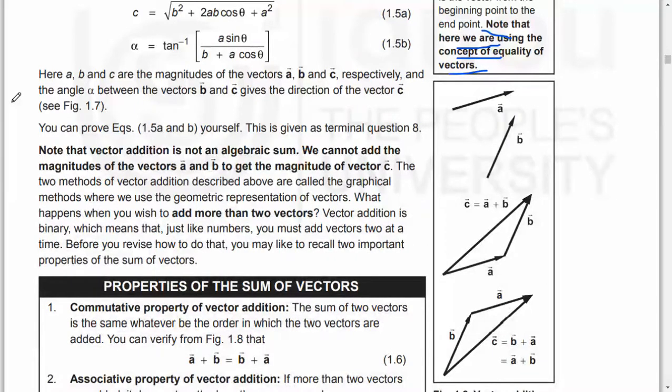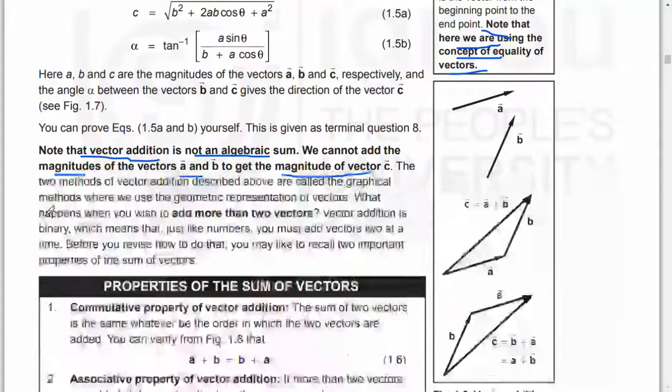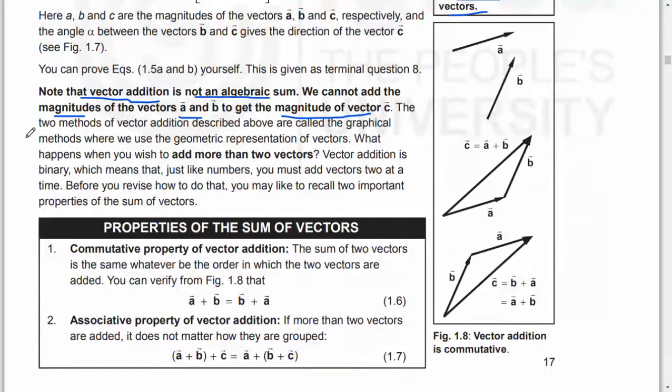Note that vector addition is not an algebraic sum. We cannot add the magnitudes of the vectors A and B to get the magnitude of vector C. The two methods of vector addition described above are called the graphical method, where we use the geometric representation of vectors. What happens when you wish to add more than two vectors?